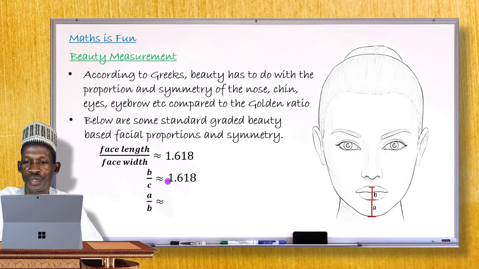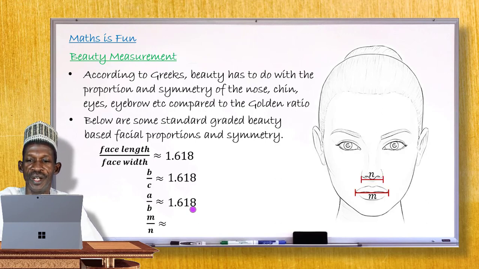Similarly, another ratio is the height of the two lips and the distance from the end of the lips to the end of the chin, denoted by letter A. So if this distance A is divided by this distance B, what you expect to have for the most beautiful face is a value very close to 1.618. That is the golden ratio.